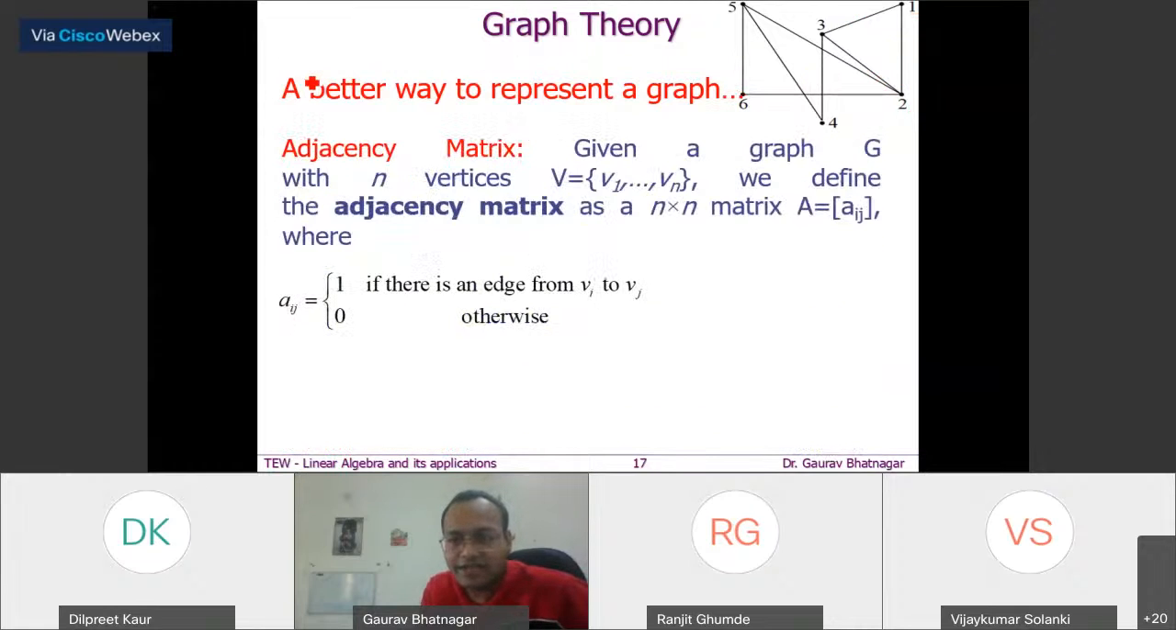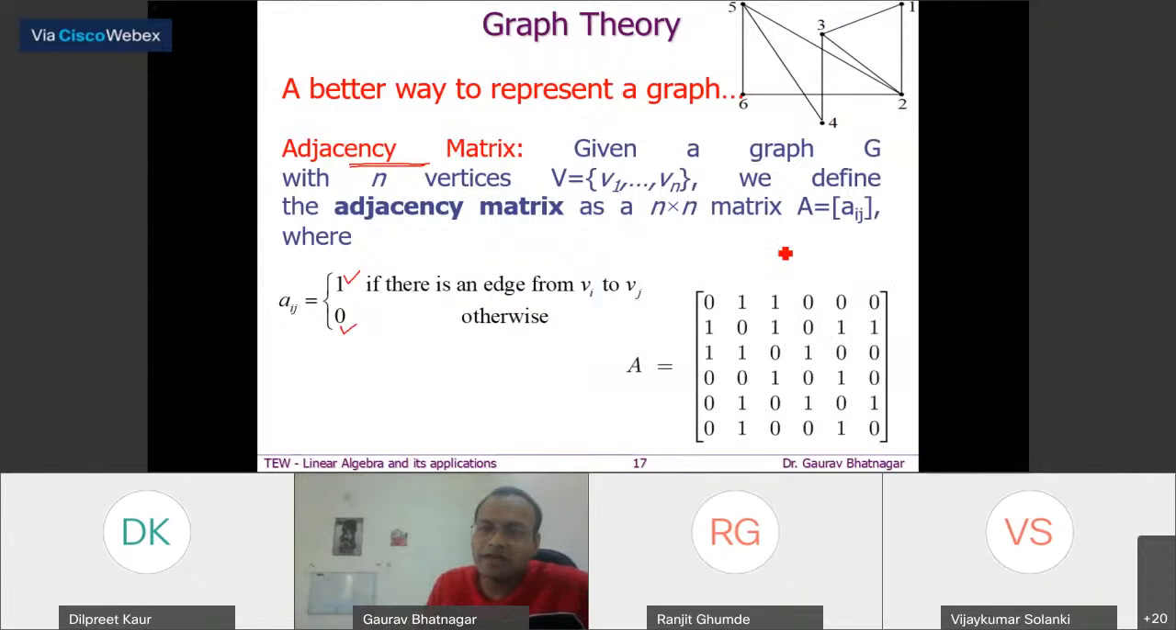The first way is to represent a graph as a matrix, and that comes from the perspective of the adjacency matrix. The adjacency matrix is the vertex-to-vertex relationship where you see whether one vertex is connected with another vertex or not. If it is connected, you assign a value of 1. If it is not connected, you assign a value of 0.